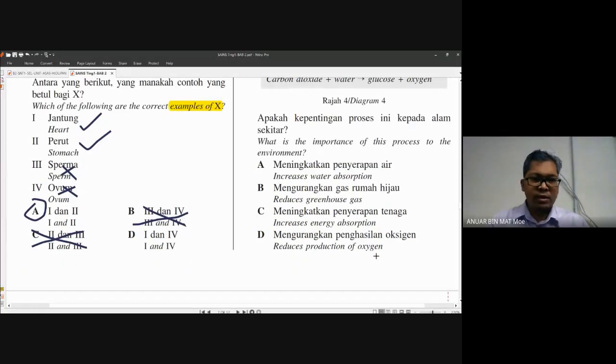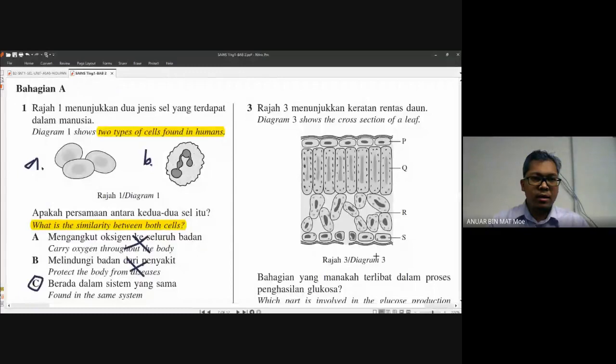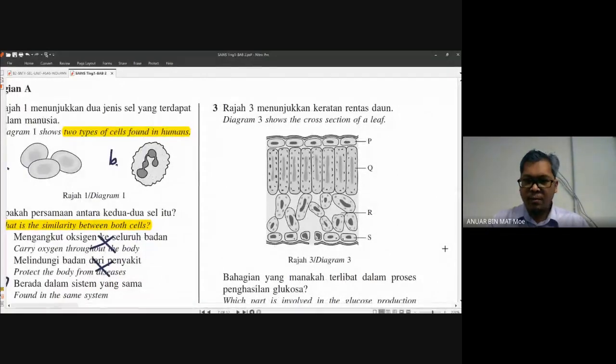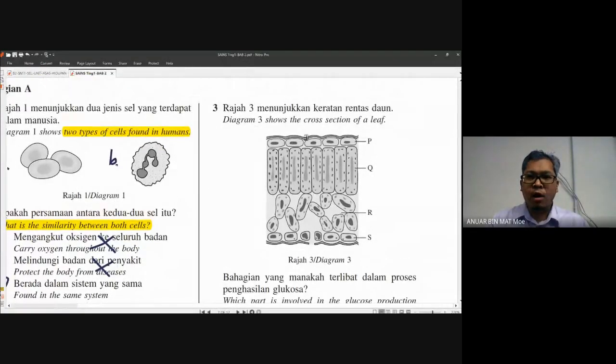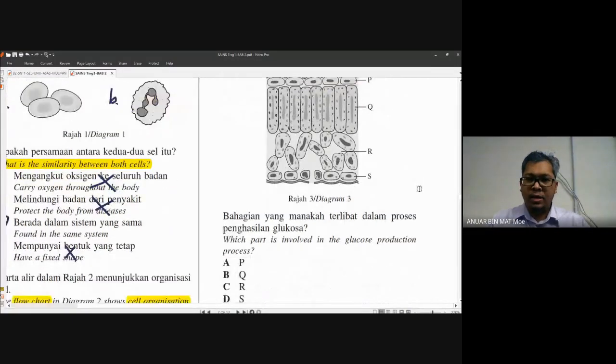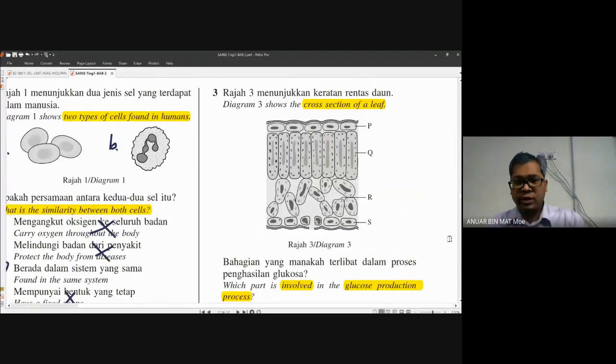Okay. Next one, question number 3. Question number 3 gives you a diagram of a cross section of a leaf. The cross section of the leaf. And what's the question? Which part is involved in the glucose production process? It gives you the cross section of the leaf, so you know that it is a plant cell. How many plant cells do you need to remember? I think only 4, right?